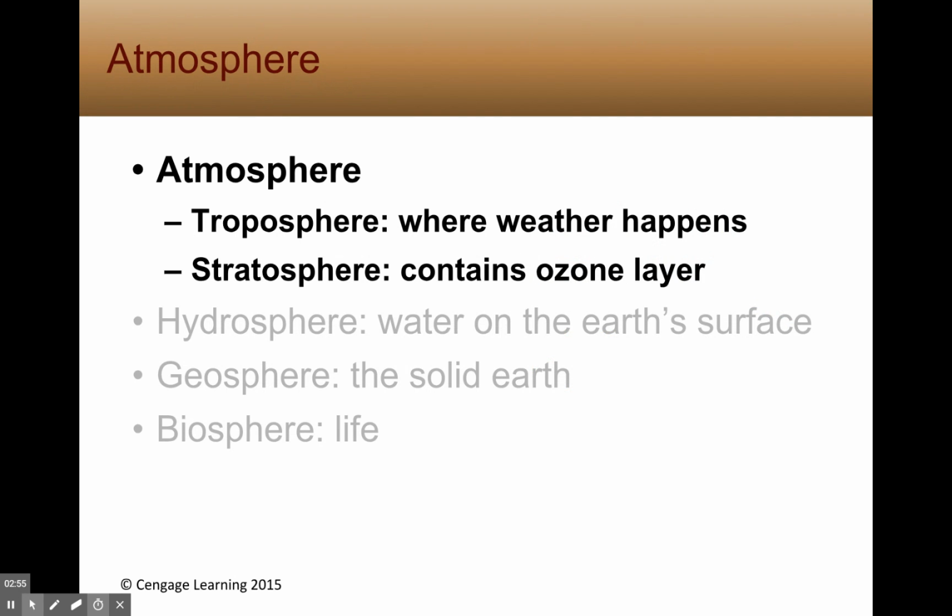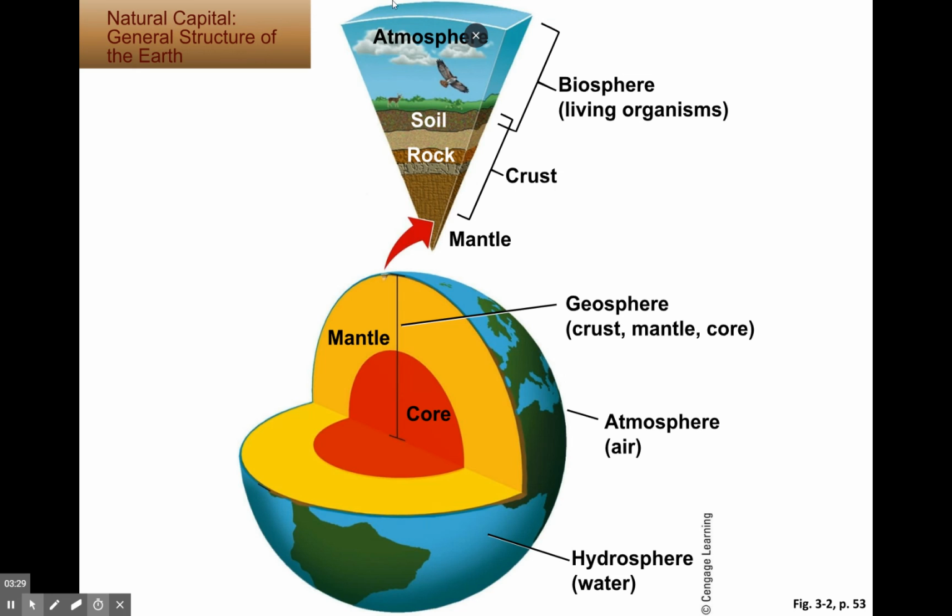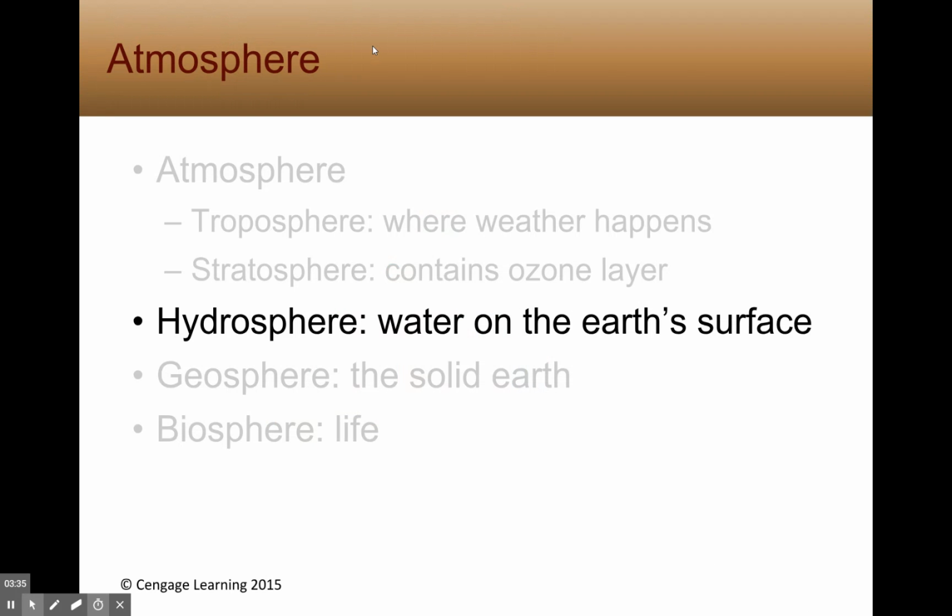So let's talk a little bit about the atmosphere. The atmosphere is a thin layer of gases, and we break that down into a number of different layers, but the two most important ones that we need to know about are the troposphere, which is where weather happens and includes all the air that we breathe, and the stratosphere, which contains the ozone layer. The ozone layer is important to protect us from 95% of the UV radiation that we get from the sun. So if we break down that ozone layer, we don't have that protection here on Earth. So again, the atmosphere is part of that natural capital of the Earth.